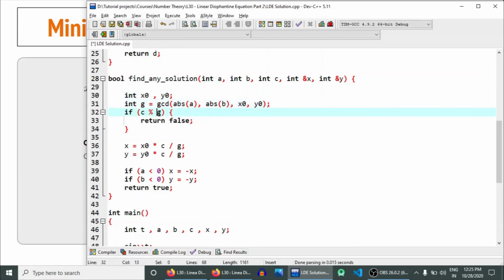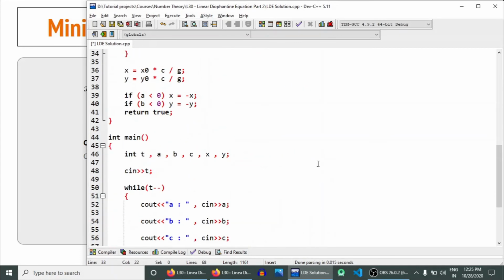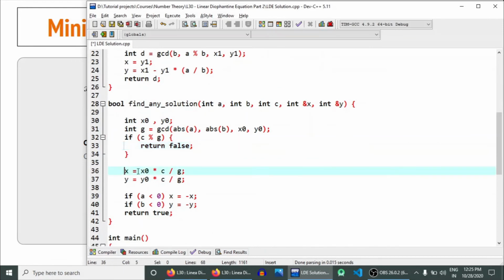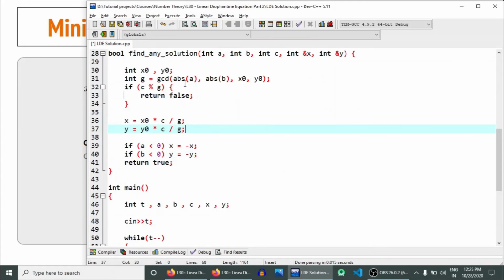If c is not divisible by the gcd, we are returning false, because c must be divisible by the gcd for a solution to exist. If c is not divisible by the gcd of a comma b, then we are returning false. In that case we are printing no solution exists. Otherwise the solution x would be x0 times c by g and y would be y0 times c by g. I have explained in detail how this works. So we are calling the extended Euclidean algorithm to find x0 and y0, and after finding them, x is x0 times c by g, and y is y0 times c by g.